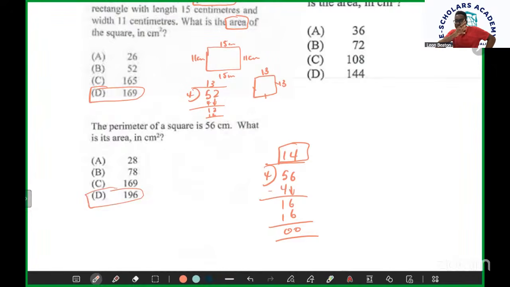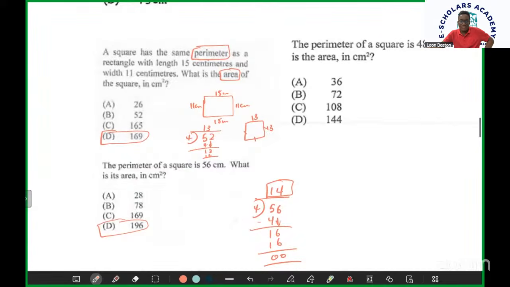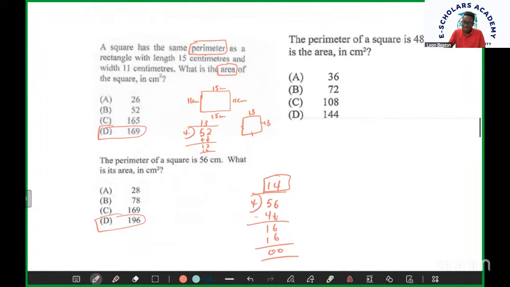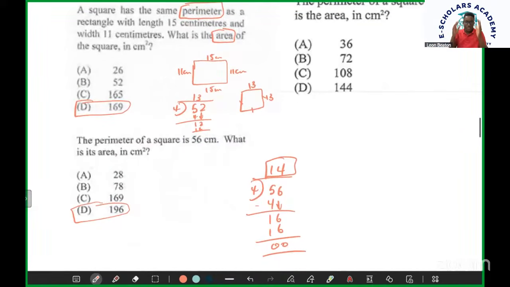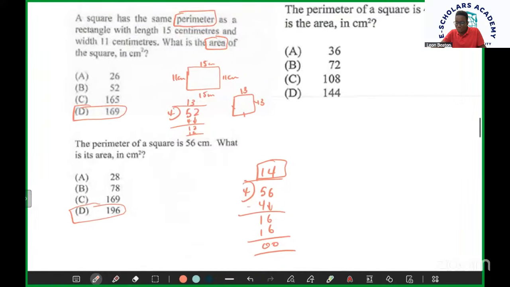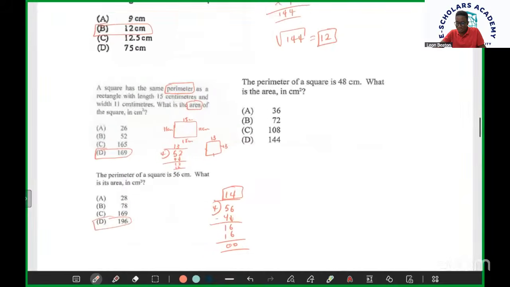All right, 196. I see some persons did it in the chat. Yes, 196. As you can see, these questions are similar. The approach will be similar. You want to learn how to work these questions and not just remember the answer, right? You want to know how we arrive at the answer as well. All right, that is important.